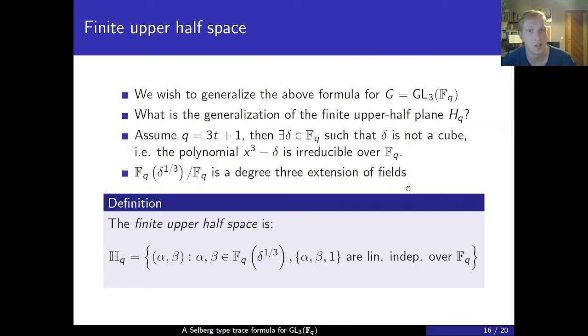The finite upper half space will be defined as the set of pairs of points alpha, beta, both from F_q(cube root of delta), such that alpha, beta, and 1 are linearly independent over F_q. Note that this is actually similar to the two-dimensional definition. There we require the imaginary part to be non-zero, but that's equivalent to x plus y root delta and 1 being linearly independent over F_q.